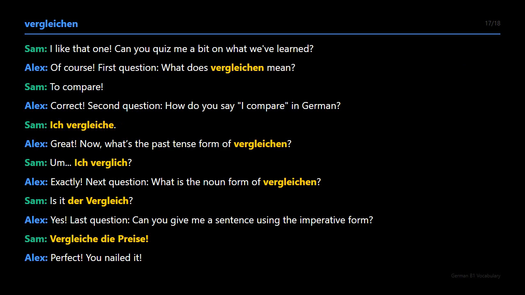Of course. First question, what does vergleichen mean? To compare. Correct. Second question, how do you say I compare in German? Ich vergleiche. Great. Now, what's the past tense form of vergleichen? Ich verglich.